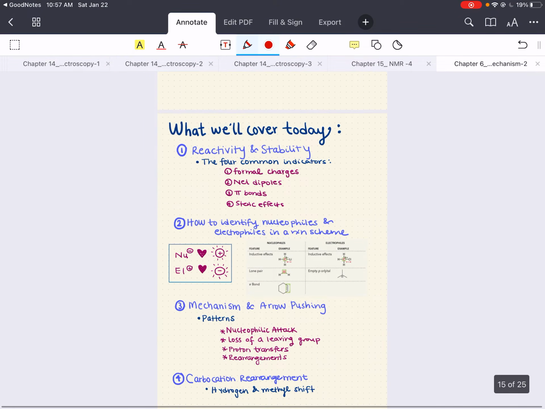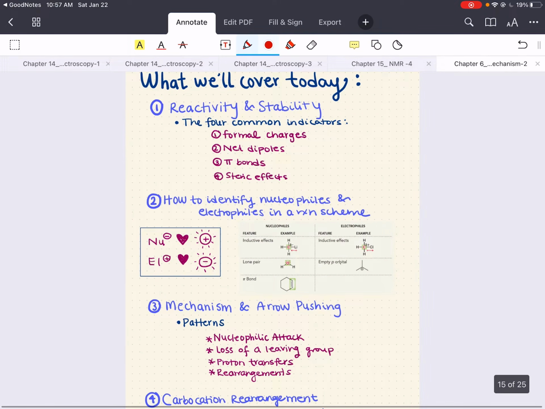Now we're going to move on to the last part of chapter 6, and this has a lot to do with reactivity and stability, mechanisms, and identifying nucleophiles and electrophiles. So here we're first going to talk about reactivity and stability. Some molecules are going to want to react with other molecules, and the 4 common indicators of a reactive molecule are formal charges, net dipoles, pi bonds, and steric effects.